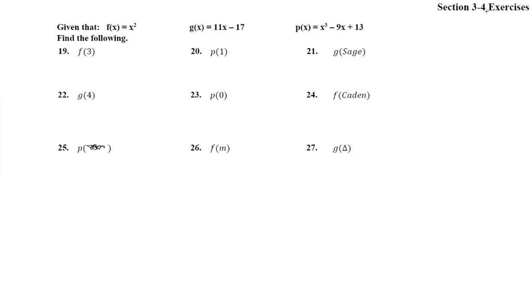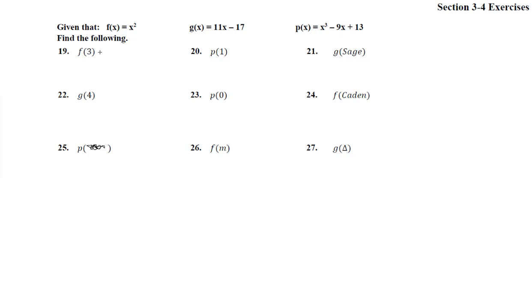Here we are in section 3-4, exercises 19 through 27 and the solutions of them. So we're given three different functions, f, g, and p. F takes a number and squares it, g takes a number, times it by 11 minus 17, and p takes a number, cubes it, subtracts 9 of them, and then adds 13. And we're supposed to find the following.